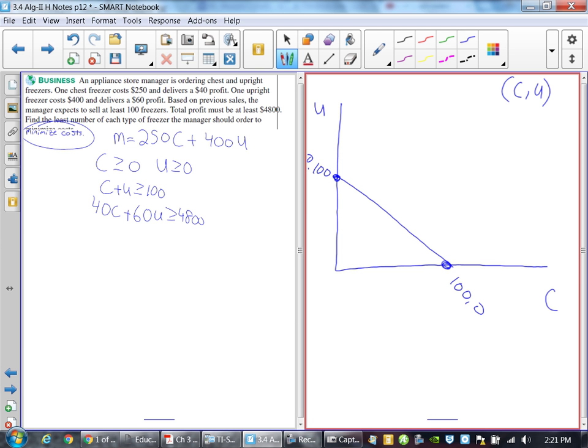And what direction does this shade outward? I didn't say the answer. I'm going to guess out. I'm going to guess you're right, because it's shaded outward because what's 0 plus 0? Is 0 bigger than 100?